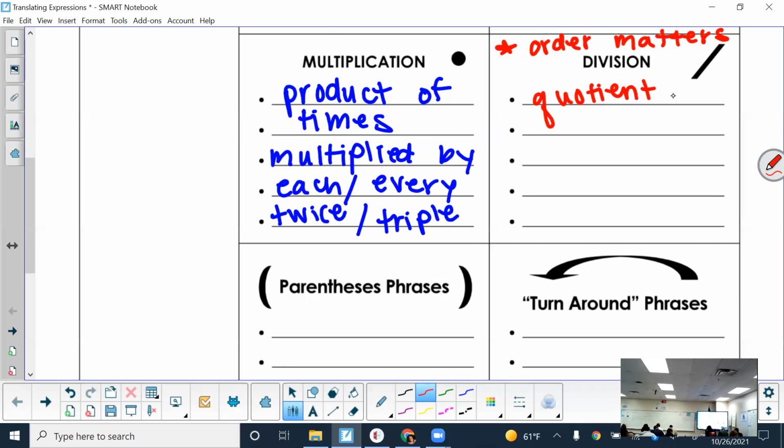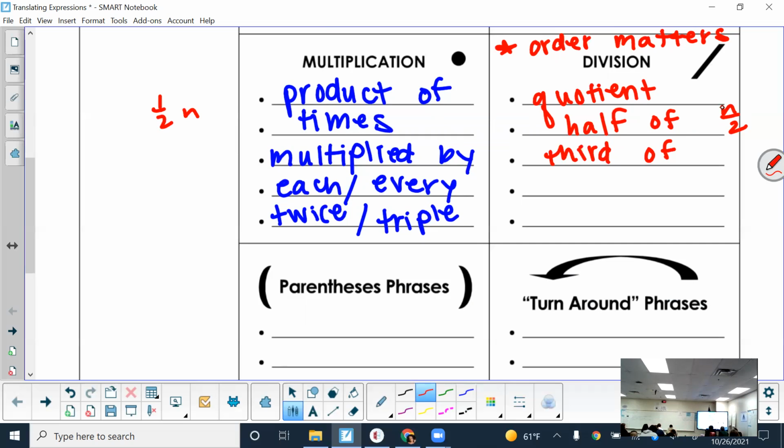What are some other words that imply division? Good, half of, third of. So that could also be multiplication too, like if you're doing half of n. But if you're doing it like this, and it's definitely division, you can do n divided by 2. It's the same thing. Right, so half of something, you're dividing it by 2.